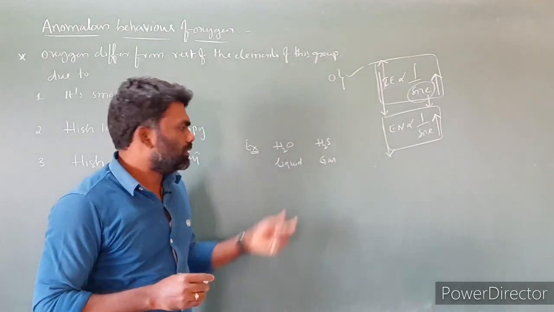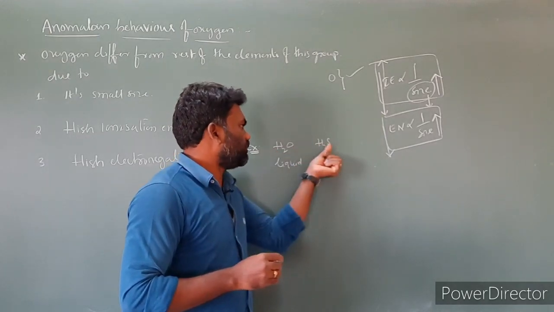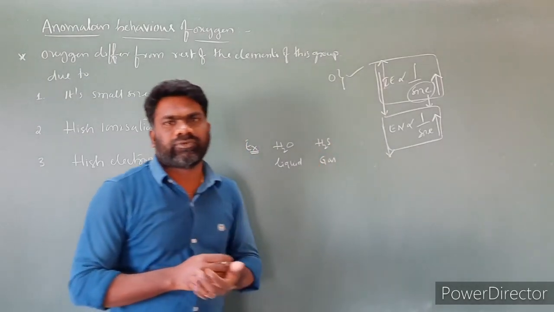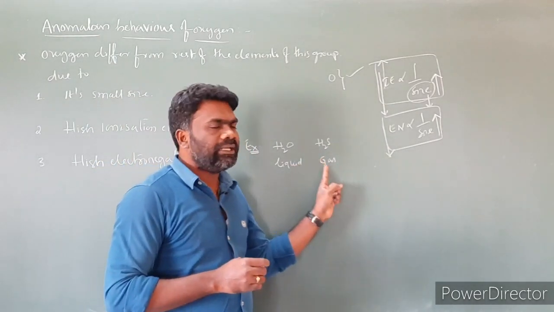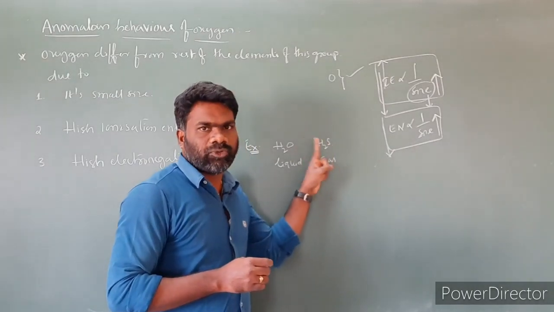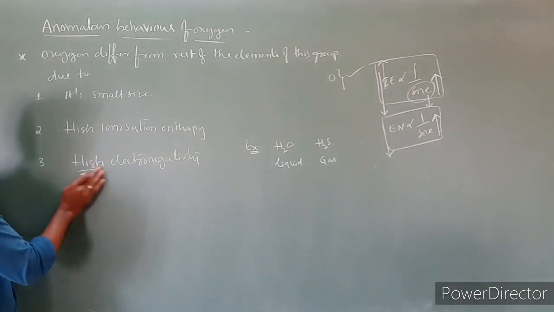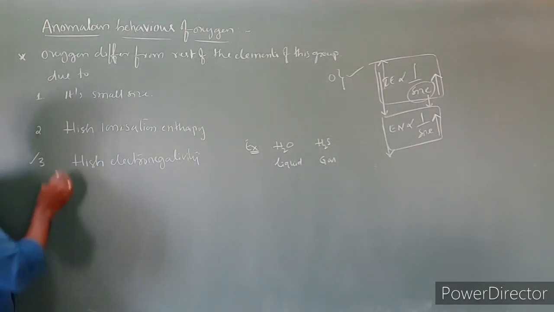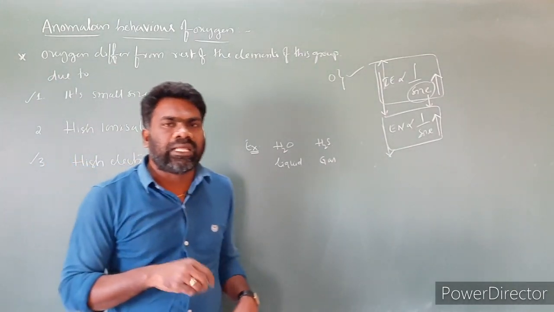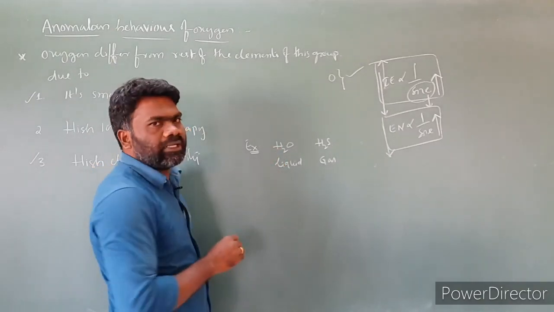Why is it so? Water is a liquid, but H2S is in gaseous form, even though oxygen and sulfur both belong to the same group. We can explain this answer on the basis of high electronegativity and small size. The smaller the size, the more the electronegativity increases. Because of electronegativity, the water molecule contains hydrogen bonding.